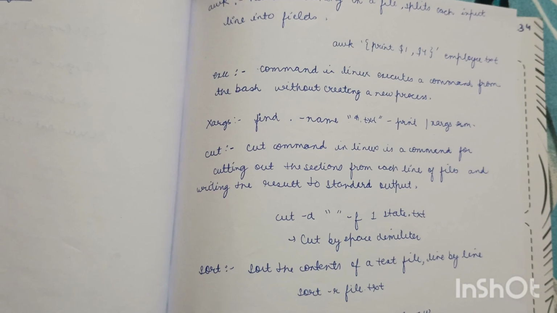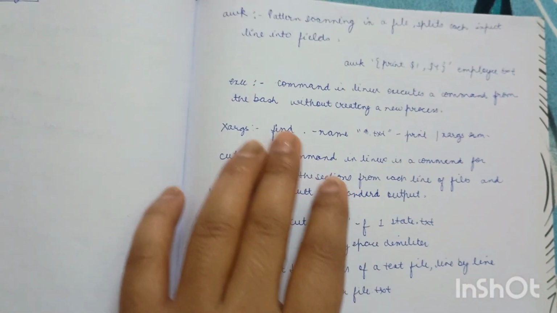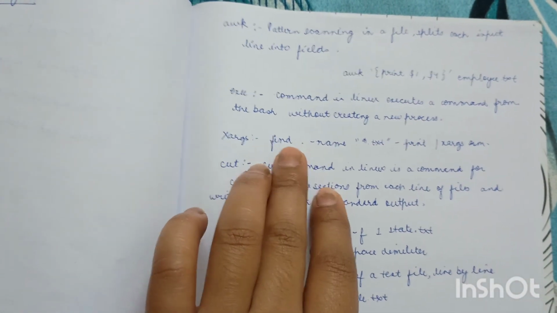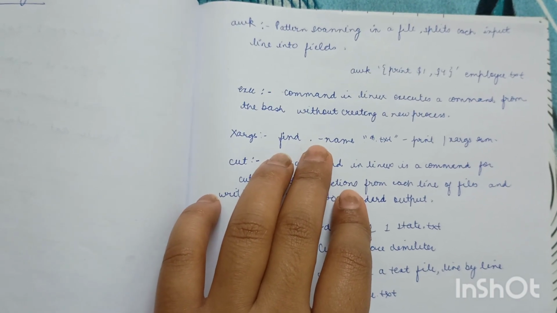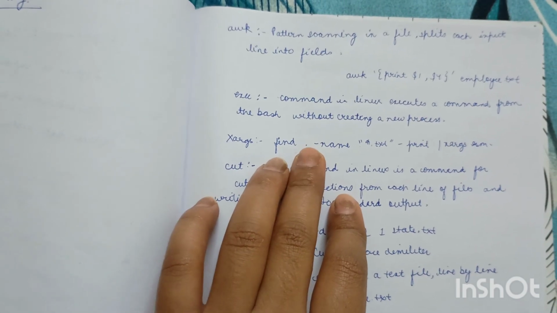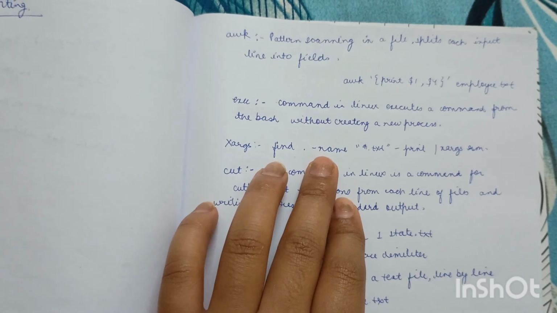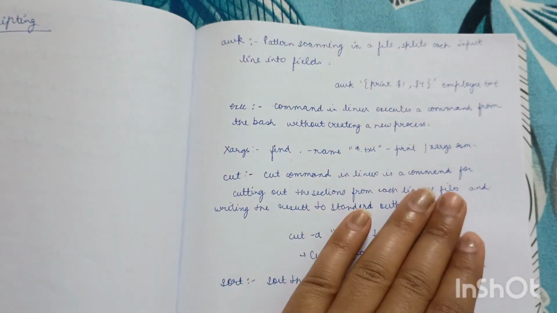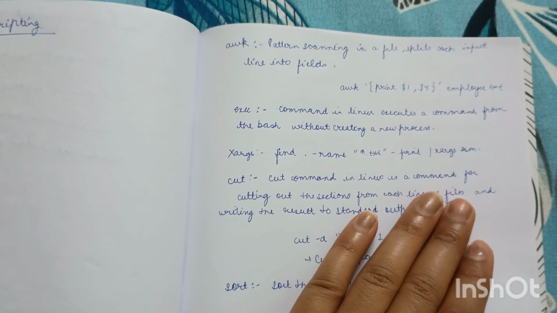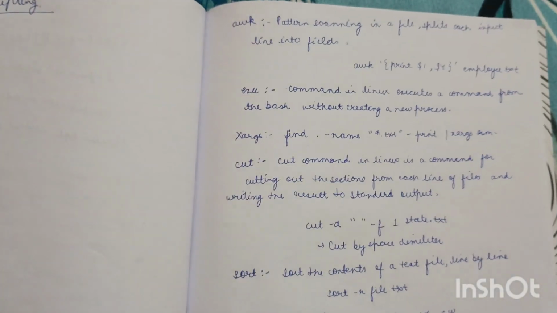So exec is used before, in our first command only, so that our command will be executed using exec. But xargs is used after the first command is executed, and then whatever command is given in xargs is used.